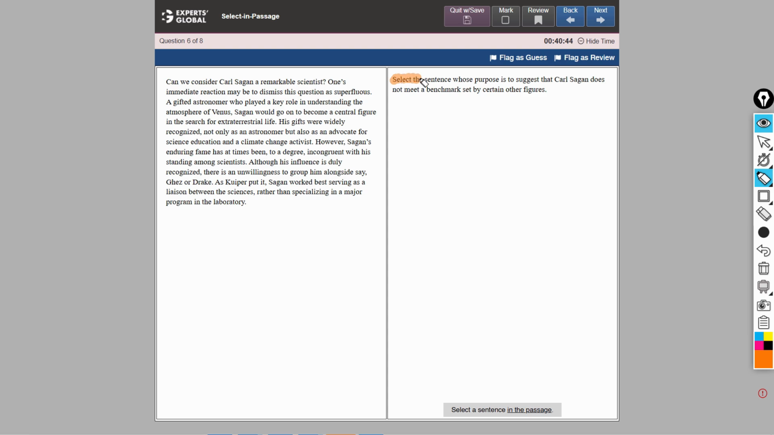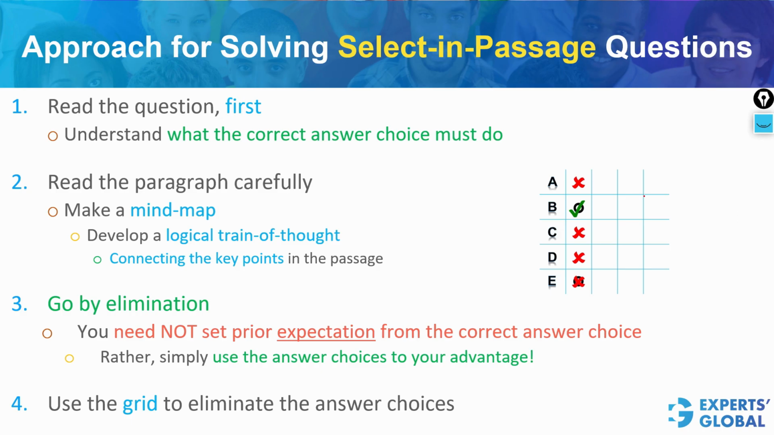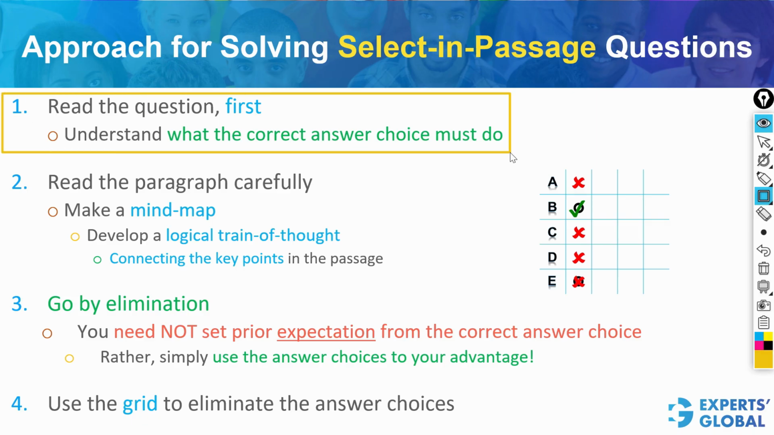We spot that this is a select in passage question type, and we need to select a sentence whose purpose is to suggest that the scientist at the center of the passage does not meet a benchmark set by certain other figures. This is our approach for solving the select in passage questions, and we just completed the first step.